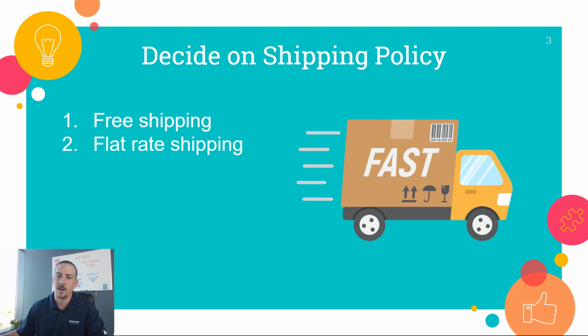Now, the second option is flat rate shipping. Flat rate shipping is when you set prices for all your shipping, no matter the exact weight of the product, but it's just flat rate. So anything 0 to 5 pounds, $3.95 shipping. Anything 5 to 10, $5.95 shipping. Anything above 10, $9.95 shipping. Stuff like that. That's flat rate shipping.